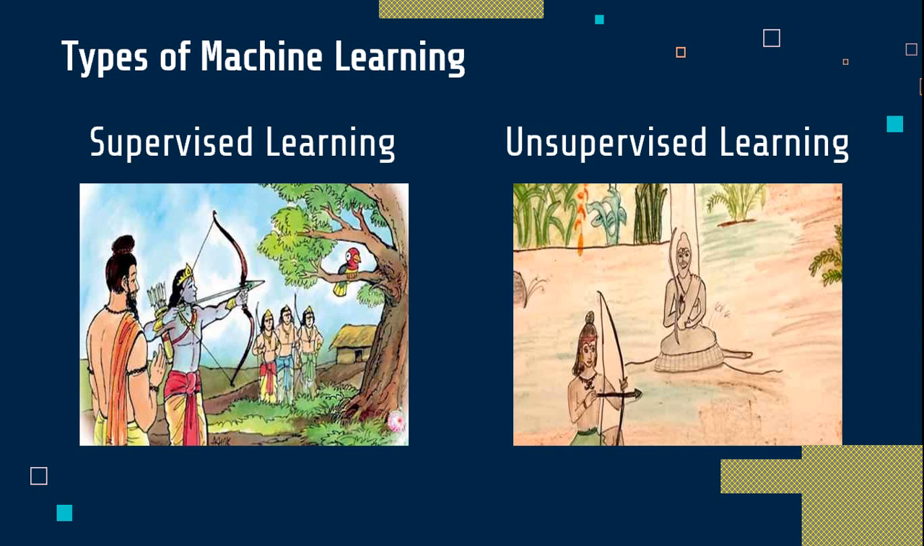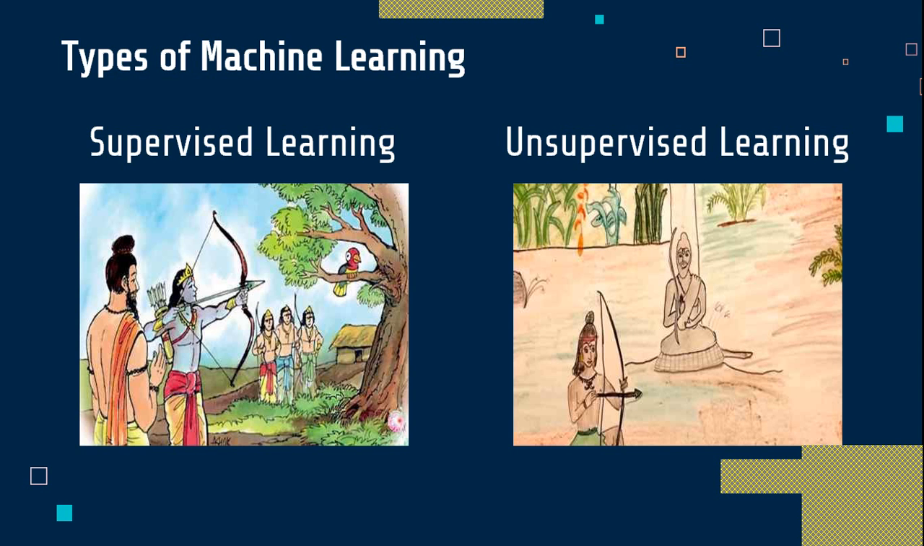On the left hand side, you can see that there is one Rishi, Arjuna, and Dronacharya. Arjuna learned under the supervision of Dronacharya, and Dronacharya taught him various techniques and skills. On the basis of that, Arjuna learned that particular skill. That is called supervised learning. There is a predefined learning, with everything predefined and available.